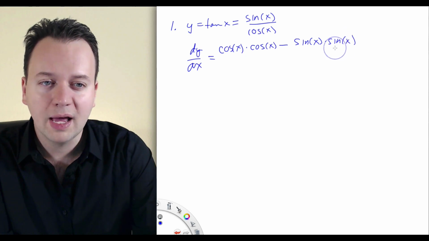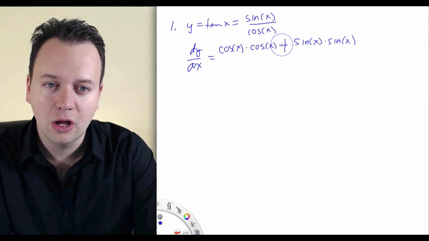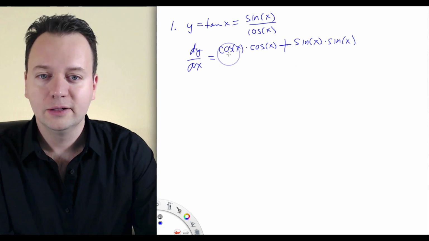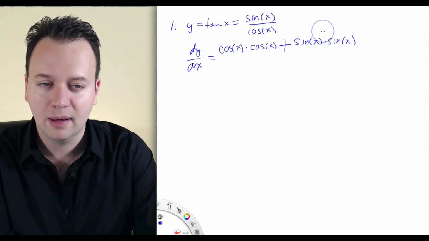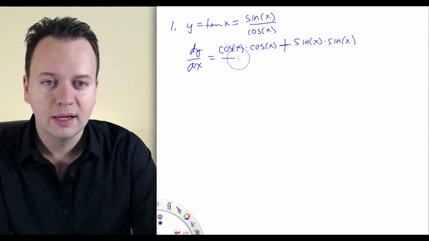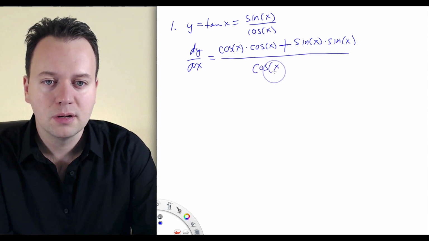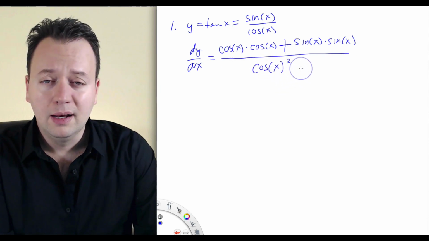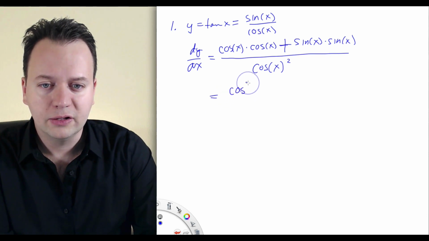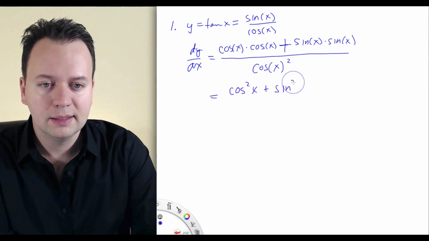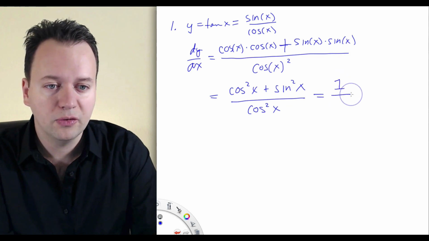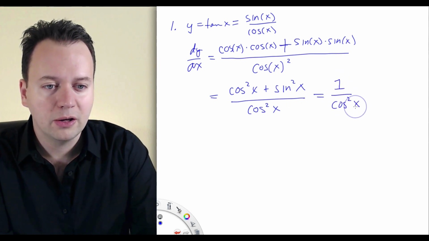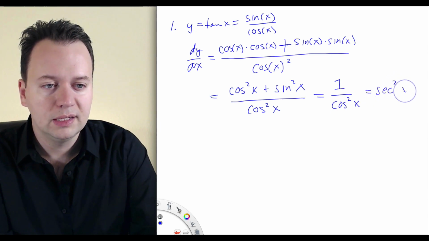Now the derivative of cosine is negative sine, so that negative sign changes this minus to a plus. So we have the bottom times the derivative of the top minus the top times the derivative of the bottom, which brings us an extra negative, changing this to a plus, and then divided by the bottom function squared. Now the numerator can be rewritten as cosine squared x plus sine squared x, and then it's divided by cosine squared x. Now cosine squared x plus sine squared x just simplifies to 1. So we have 1 divided by cosine squared x, which is equal to secant squared x.